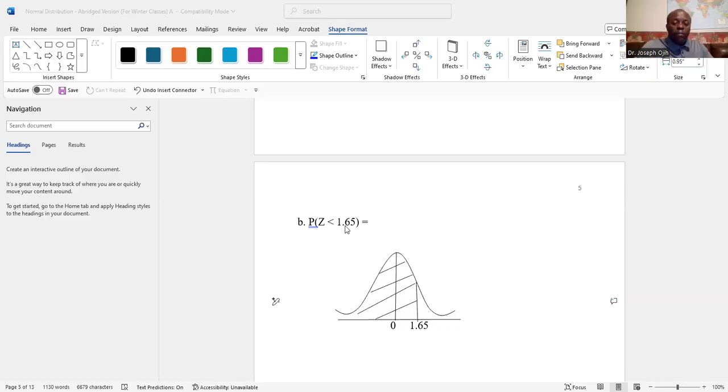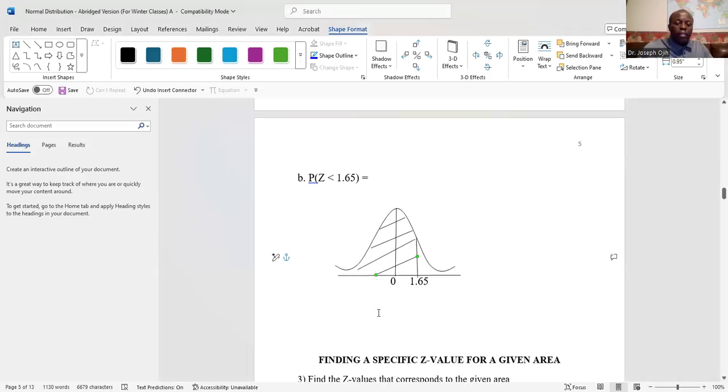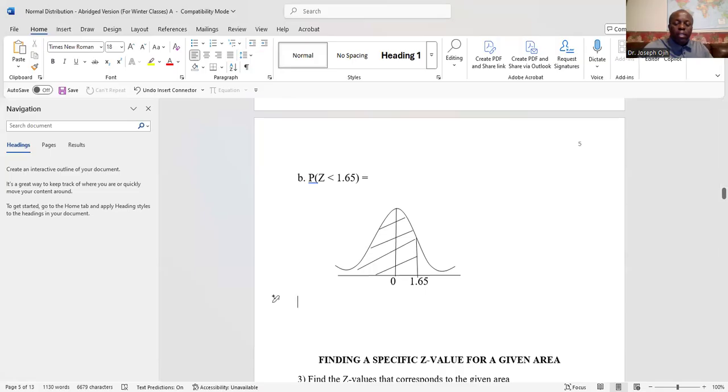Again, you can see that they are looking for, say, less than 1.65. This line represents 1.65. Everything on the left is less than that. So for that, this is the formula you're going to use since you're using Excel. Let me type it so that you can write it down. This is the z value. You're looking at the area to the left because it says less than.